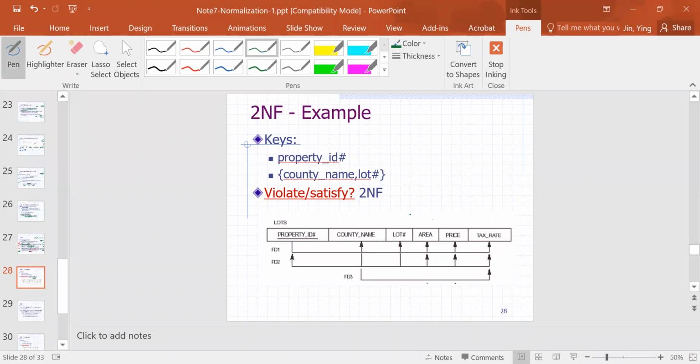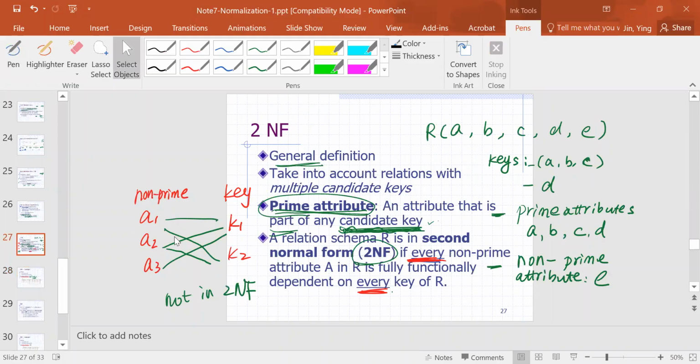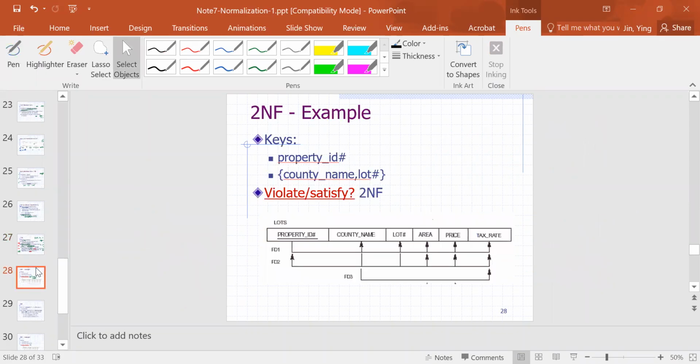And you have to follow this definition that we cover in the class to answer the question in order to get points. Okay, so let's see. In order to be second normal form, we need to answer this question, right? What are the non-prime and what are the keys? This part is already answered. The key is given, right? So you already know the key.